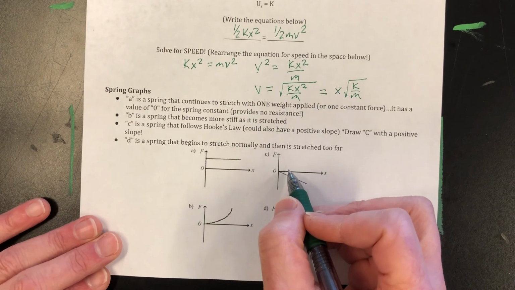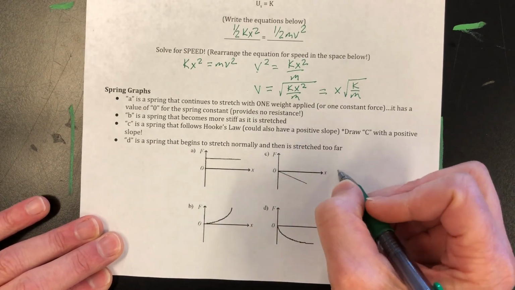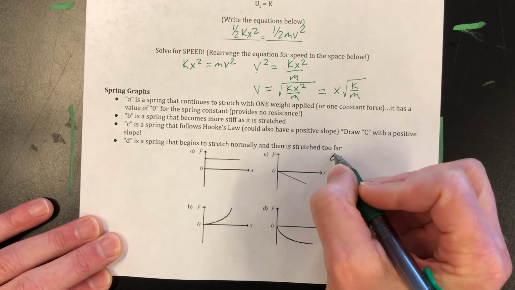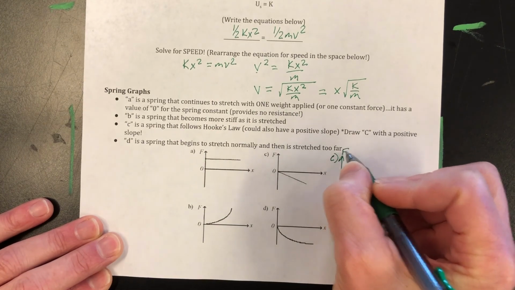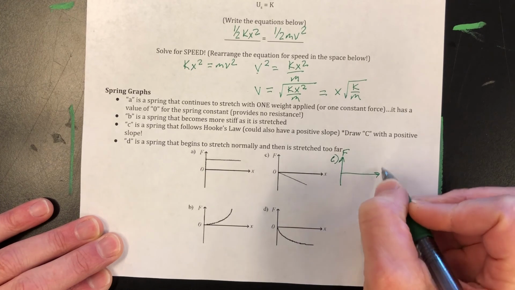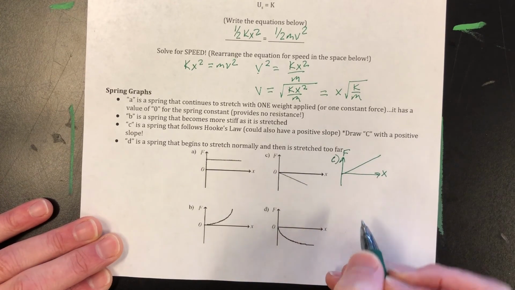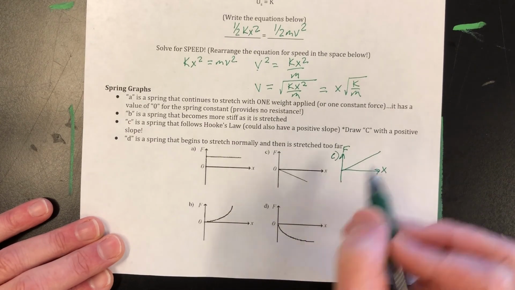Letter C is one that follows Hooke's law. It could also have a positive slope. So here it says draw C with a positive slope. So here's letter C with a positive slope. We have force and we have position. And if you did the absolute value of Kx, you'd end up with this.